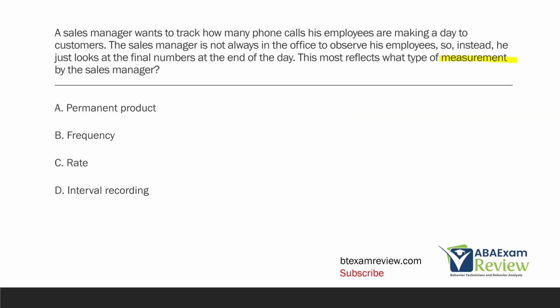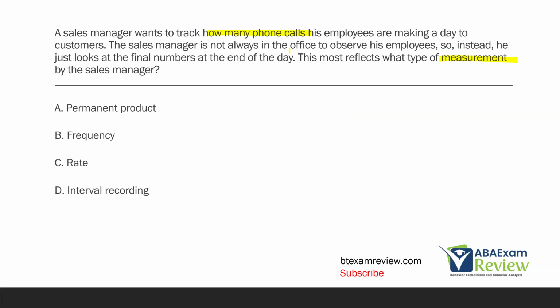It is a measurement question, and the manager wants to know how many phone calls. So that's going to be a count, right? How many is a count? However, he's not in the office to observe the employees. So how is he going to measure this if he can't observe it? Well, he just looks at the final numbers. What do we call it when we don't necessarily need to observe the behavior happening? Instead, we can look at the final result and get a conclusion.